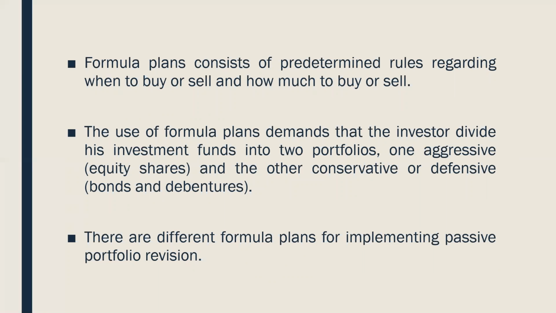So according to these formula plans, they will require the investor to divide their funds into two portfolios. One is the aggressive portfolio. The other one is called the defensive or conservative portfolio. The aggressive portfolio will consist of equity shares, and it is a risky one. The value of the portfolio will keep on changing more aggressively. And the other one is the conservative or defensive portfolio, which consists of bonds and debentures, and is comparatively less risky and fluctuates a bit less than the aggressive portfolio. So there are different formula plans for implementing the passive portfolio revision.